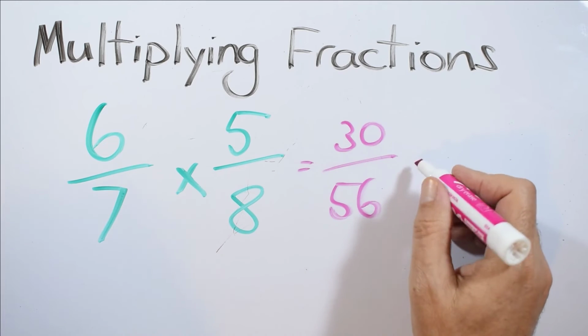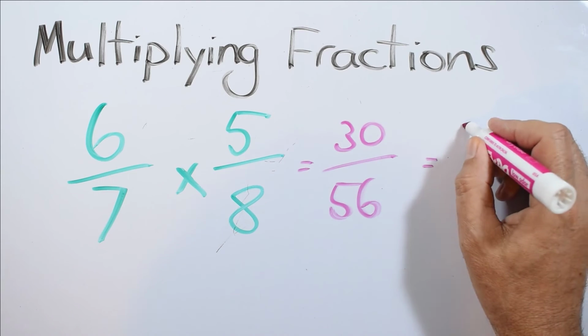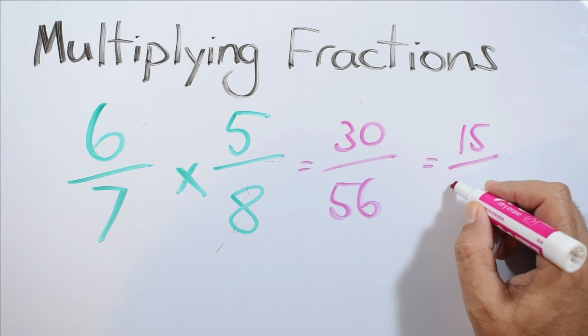Now, can we simplify that? I believe we can. Straight away, we can halve them both, can't we? So that would be, let's see, 15. Half of 56 would be 28, wouldn't it?